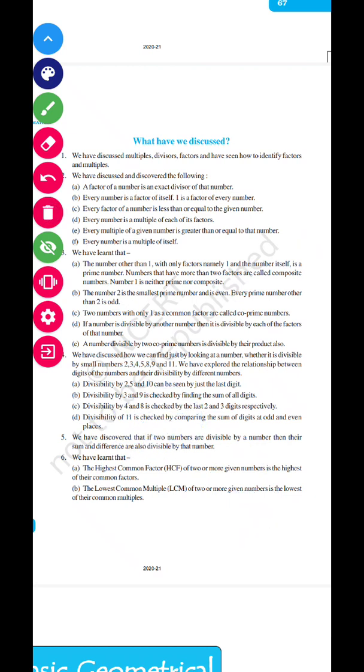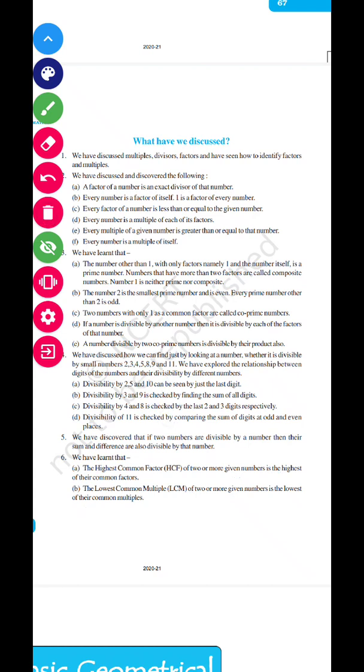Next point is every number is a factor of itself and 1 is a factor of every number. This also we learned. Third point is every factor of a number is less than or equal to the given number. If you take the factor of any number, it will be less than or equal to that number. If you take the factor of 35, whatever factors you are getting, it will be less than 35 or equal to 35.